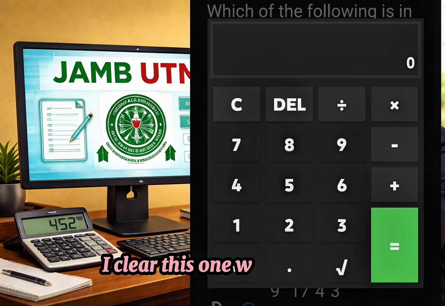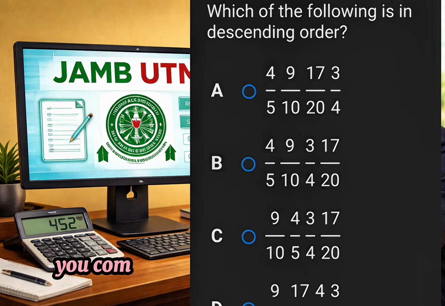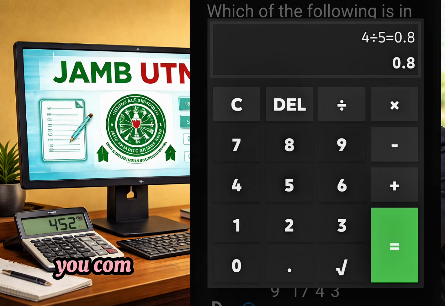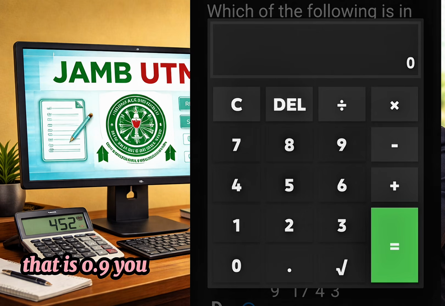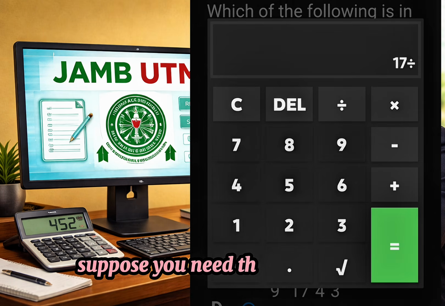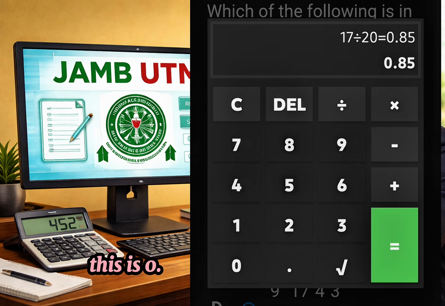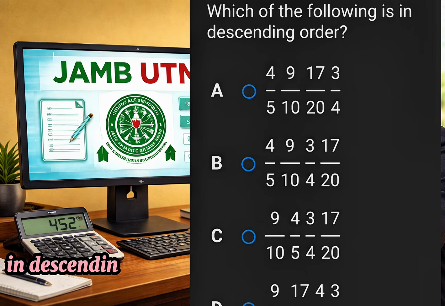I clear this one. What is 4 divided by 5? You write it down, which will give you 0.8. You come to this one. What is 9 over 10? You come again, clear, 9 divided by 10. That is 0.9. You clear that and you come to this. What is 17 over 20? Suppose you need that 17 over 20. This is 0.85. You come up again, 3 over 4, which is 0.75. So in descending order, that means 0.9 is the highest, followed by 17 over 20, followed by 4 over 5, and followed by 3 over 4. Then you now look for the answer.